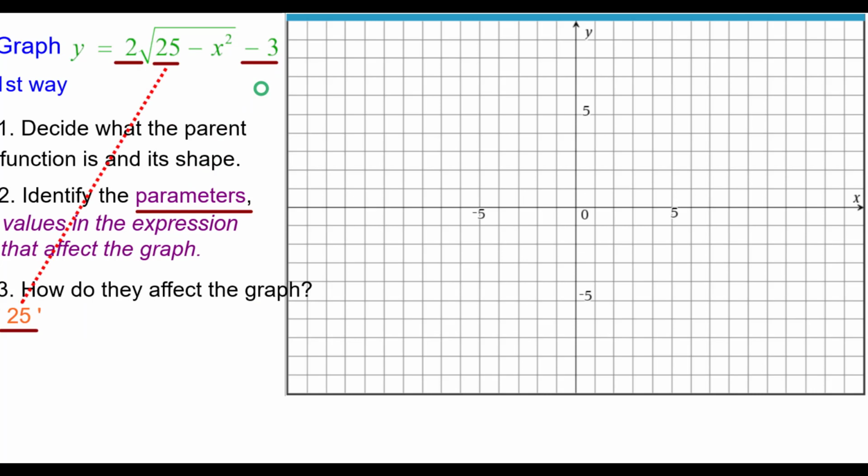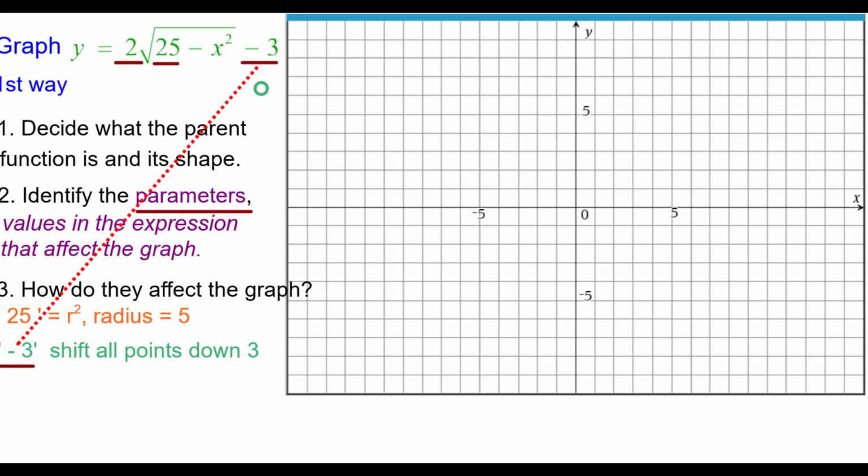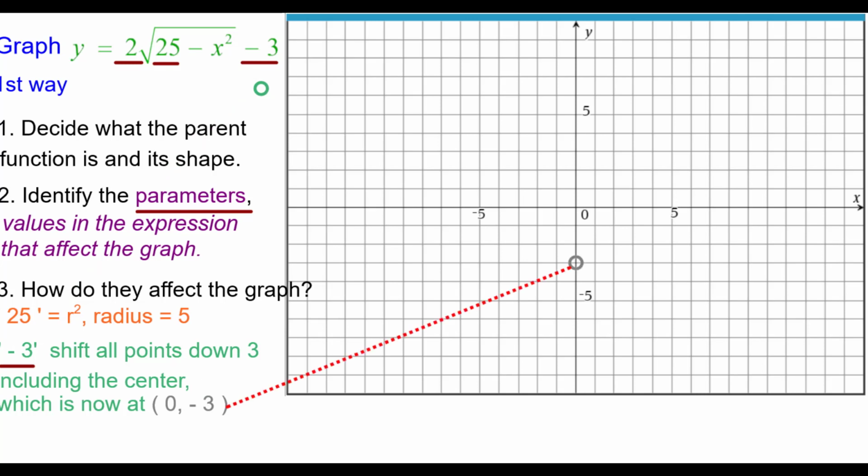Well, starting with the 25, that's equal to r squared. Taking the square root then, the radius then is 5. The minus 3 outside the function shifts all points down 3, including the center, which is now going to be at (0, negative 3). So let's go ahead and plot that, because we're going to plot points relative to that center.